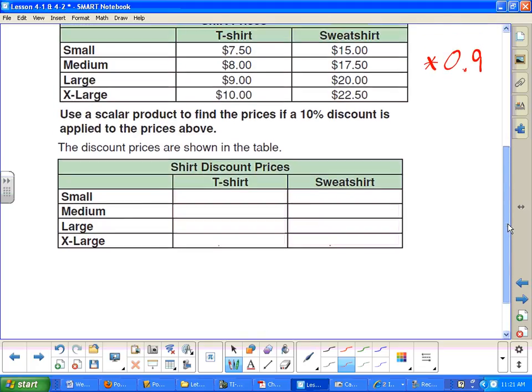So that should give me $6.75, $7.20, $8.10, I'm going down, and $9. All right, I'm doing fast multiplication. In other words, I'm just subtracting 10%.